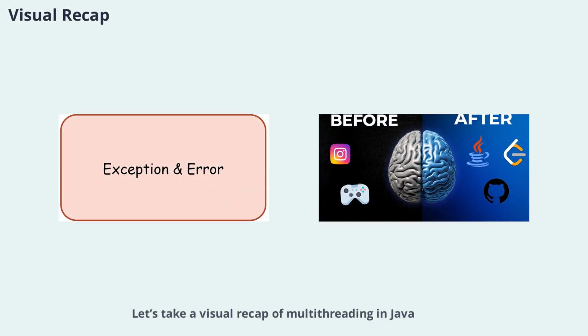Let's take a visual recap of multithreading in Java. From CPU cores to thread lifecycle, synchronization, locks, and advanced concurrency tools, each component plays a vital role in building responsive and efficient applications. These visuals help reinforce the concepts and show how they fit together in real-world scenarios.